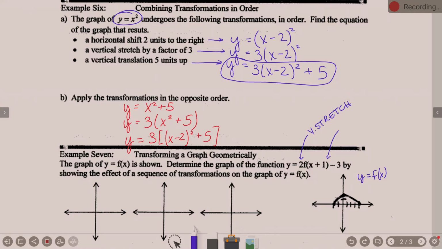So, what about the plus 1? It's going to be left 1. And what about the minus 3? That's going to be down 3. I don't think you guys have an issue figuring that out, do you? So here's what it comes down to: we have to look at what's being done to the x first. Even before it's stretched, I would have said it's moved left 1. In all honesty, the left 1 and the stretch could be done in either order. What's going to have to be done at the end is the minus 3.